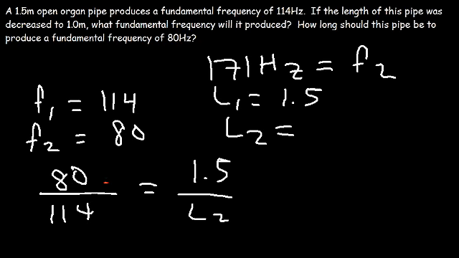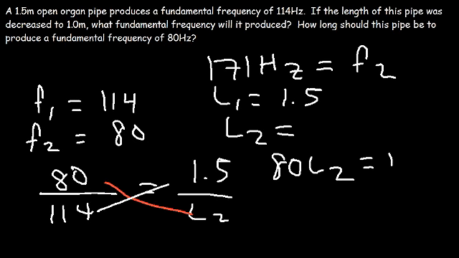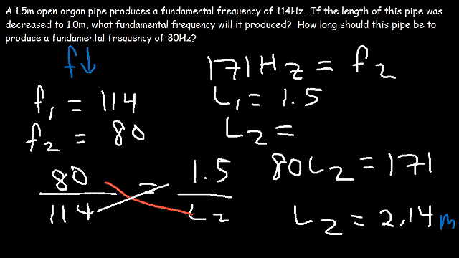Now let's cross multiply. So we have 80 times L2, and that's equal to 114 times 1.5, which is 171. So L2 is 171 divided by 80, and that's about 2.14 meters. So notice that we decreased the frequency from 114 to 80, so the L value should increase, and it did from 1.5 to 2.14.